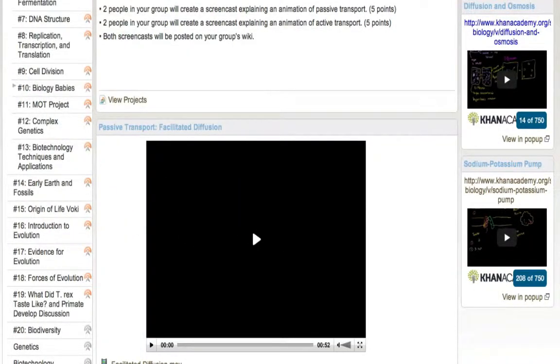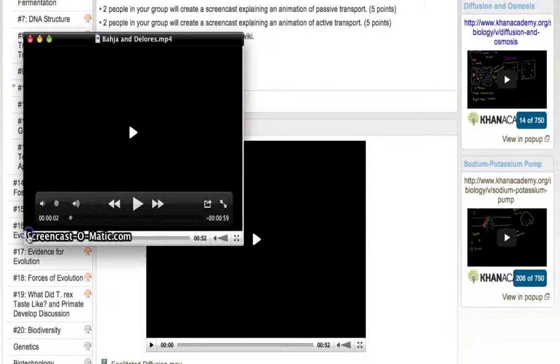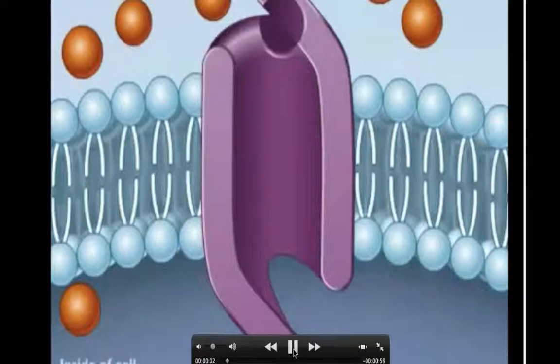I had another group that got really creative, and I don't know if you've heard of students referring to parties as functions, but the students decided to narrate their video referring to this process as a party or a function. And so this is what they came up with.